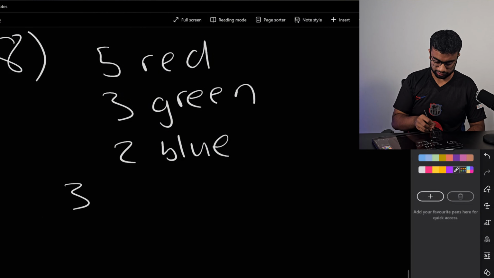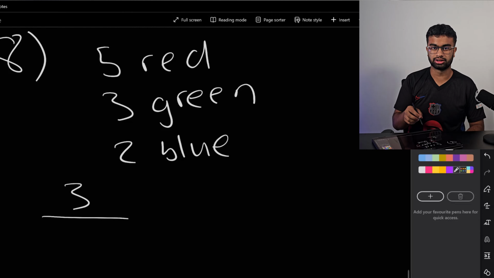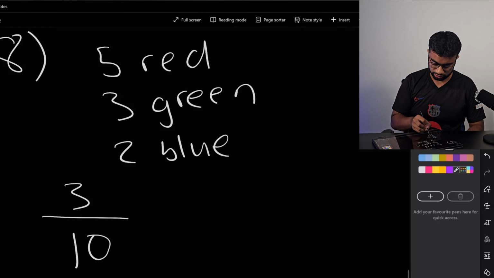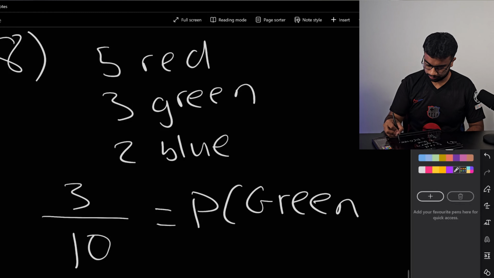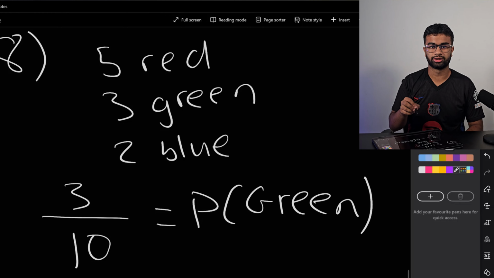So at the top we'd have 3 because there are 3 green counters in the bag. And on the denominator, we'd have the total number of counters in the bag, which is 5 plus 3, which gives us 8, plus 2 gives us 10. So the probability of picking out a green counter is 3 over 10. So we can say 3 over 10 equals probability of green. And that is how you complete this question.